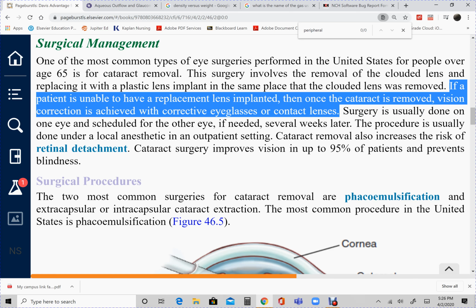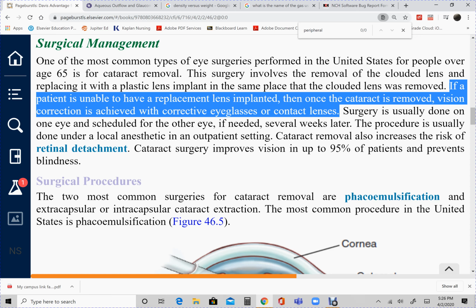Usually they put in a replacement lens after cataract surgery. It's called cataractectomy. It's usually replaced because, of course, the function of the lens is to protect your eye, correct? So they usually put a plastic lens implant to replace it.